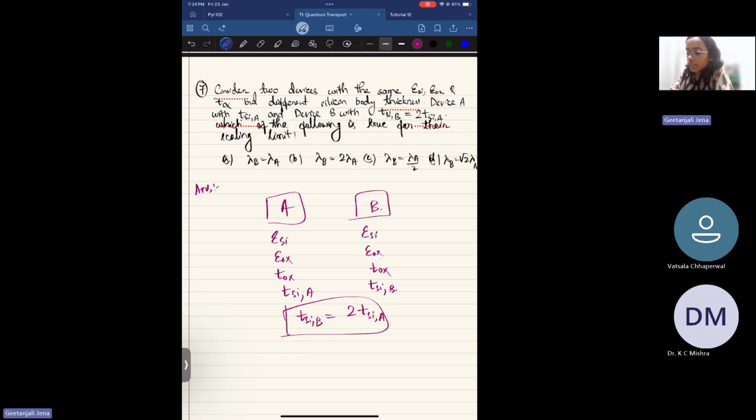Then you need to find out which of the following is true for the scaling limit. Whether the scaling limit is the same for both devices, or lambda B is 2 times lambda A, or lambda B is half of lambda A, or lambda B is root 2 times lambda A. Which of these is true for this case? Recall the scaling limit formula, use it, and let me know the answer. It's directly related to the scaling limit formula.